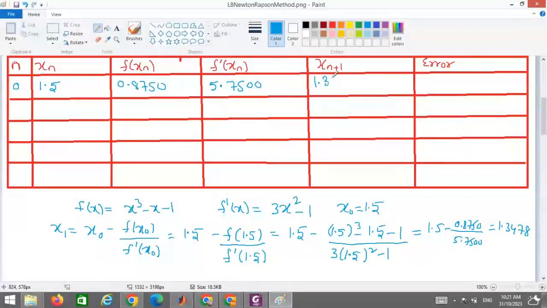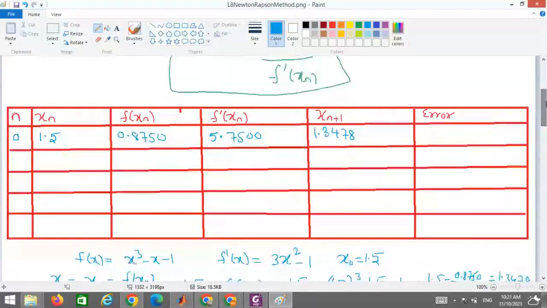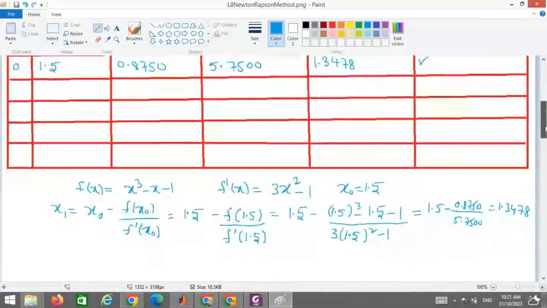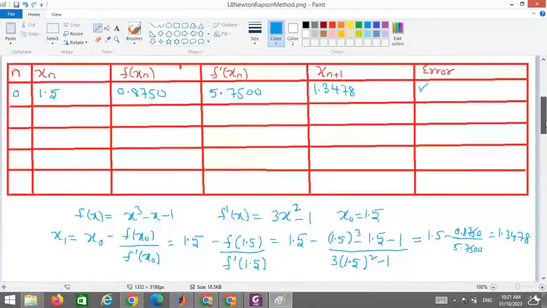Now 1.3478. You can find the error very easily. For the first iteration, the new value is 1.3478 and the old value is 1.5 because we have taken it as x naught. Taking the absolute value, new value minus old value, divided by new value, into 100 will give you the error. I'm leaving this up to you to find. So in the first iteration I got these values, and one of our friends in the class has got some other value. Let us see what values are correct.